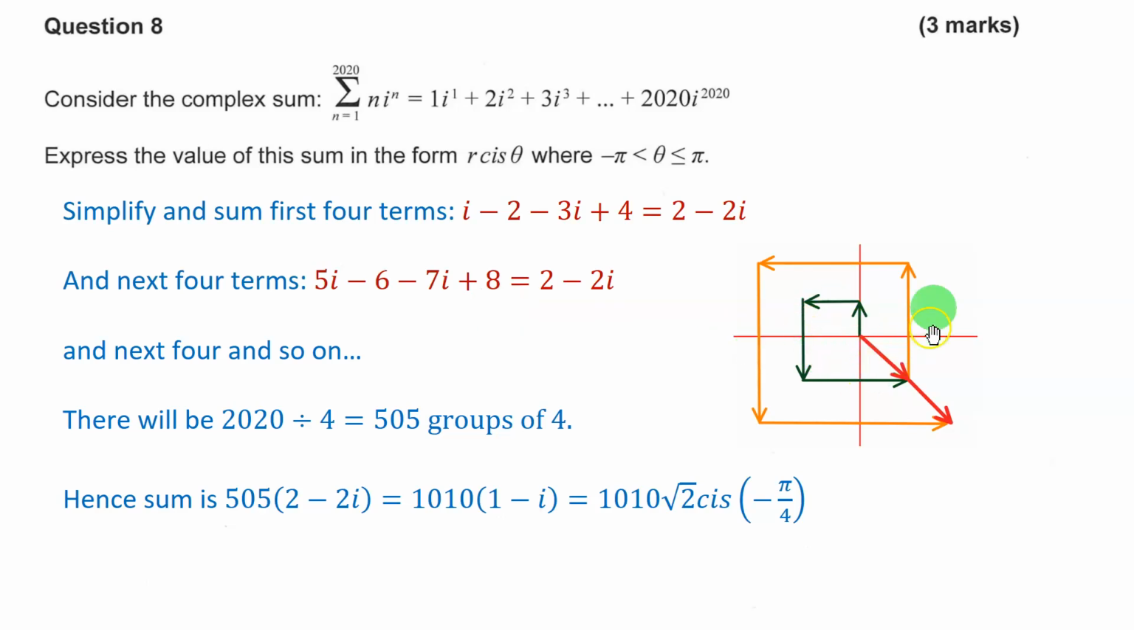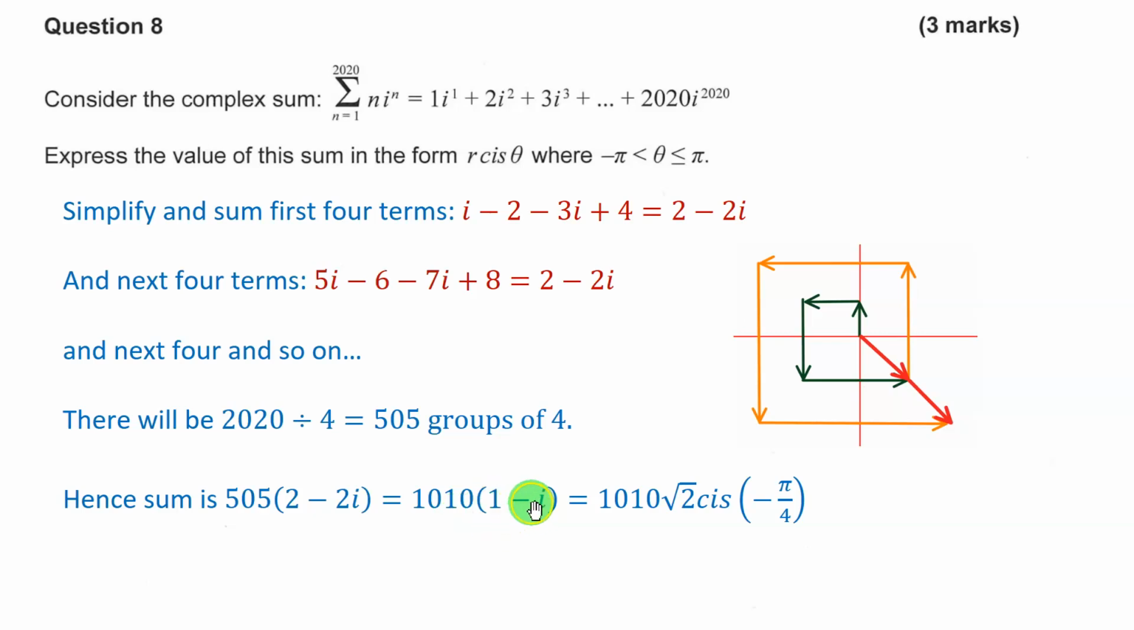So we just end up with this spiral, and each group of 4 heads us down in this sort of southeasterly direction. So we've basically got to add up how many groups of 2 minus 2i there are. If we divide 2020 by 4, we get 505. So we've got 505 groups of these 4. Hence, the sum will be 505 lots of 2 minus 2i, which is 1010 lots of 1 minus i.